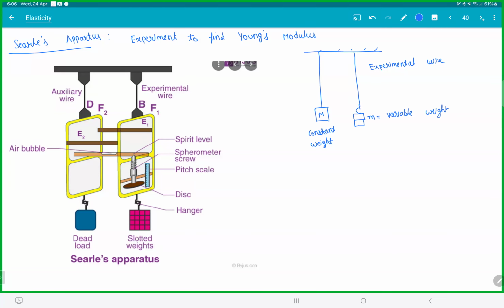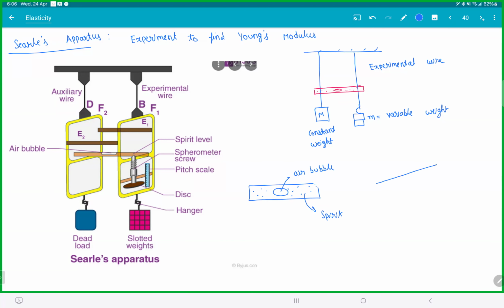So if you look at this diagram here, when you keep on adding weight, initially we have something here called a spirit bubble. You guys know what a spirit bubble is? Seen it in the lab? No? It is a device where you have a small air bubble in the middle, and this entire thing is filled with spirit. So this is a spirit liquid, which is alcohol basically. This is an air bubble. So the idea is this: if you tilt this, the bubble will keep moving.